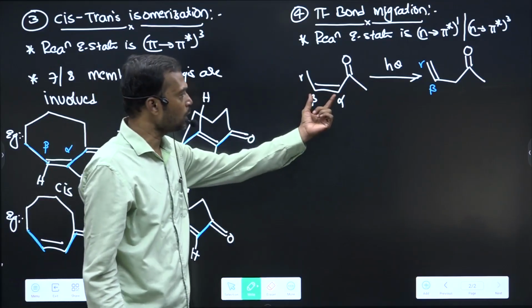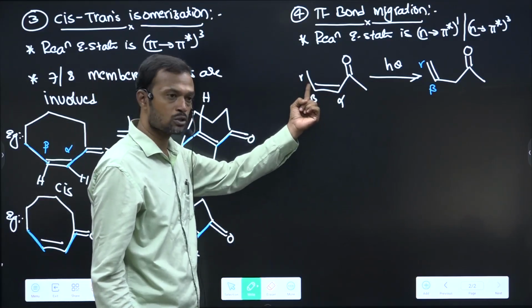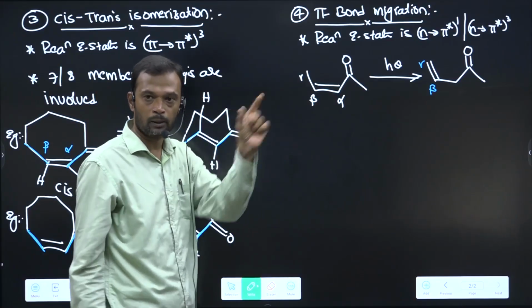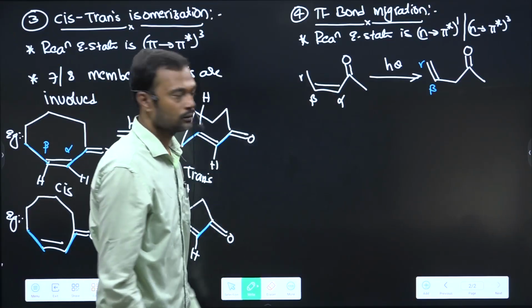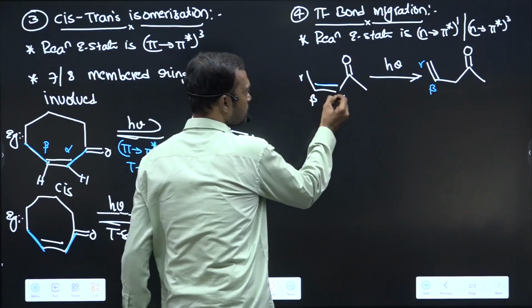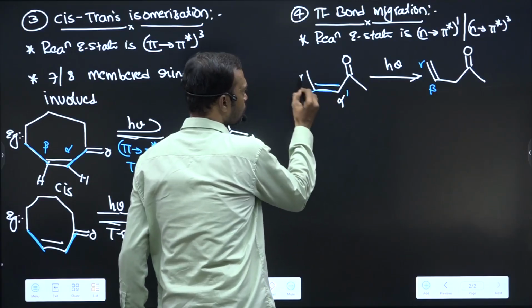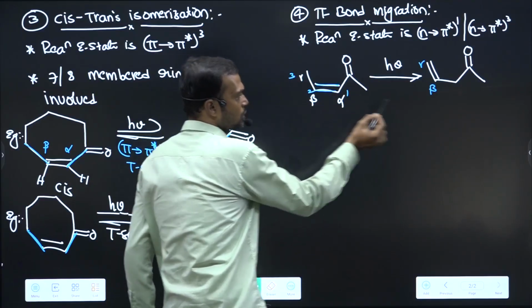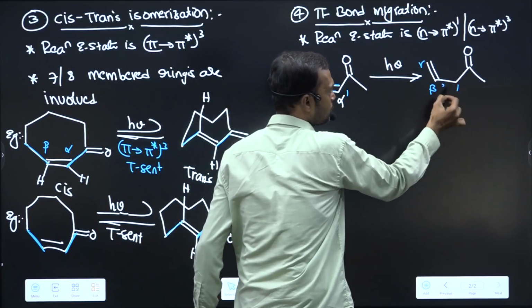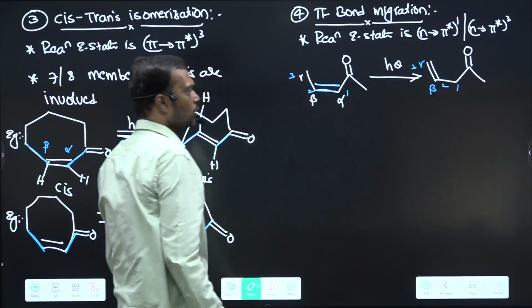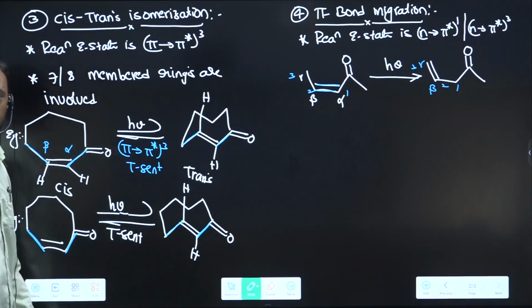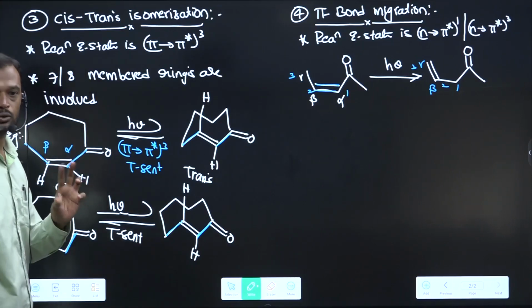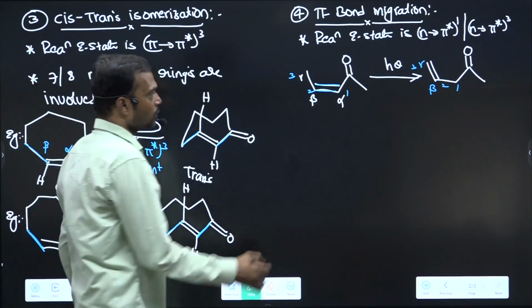Photochemically, the double bond present at 1 and 2 position becomes 2 and 3. This is called pi bond migration. See where initially the double bond is present? 1 and 2 positions. If you start from the carbonyl adjacent, 1, 2, 3. The 1, 2 double bond becomes 2, 3. The double bond position changes. Conjugate to unconjugate. But what is the requirement?